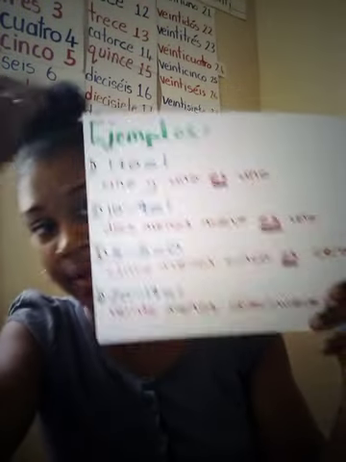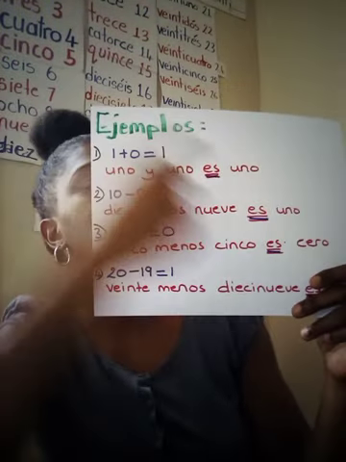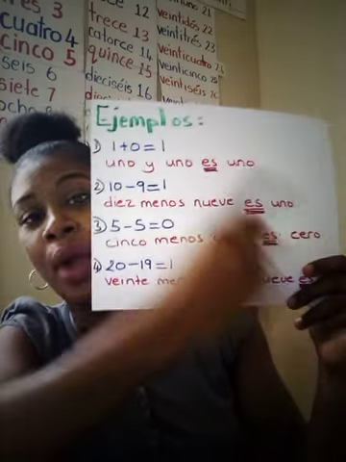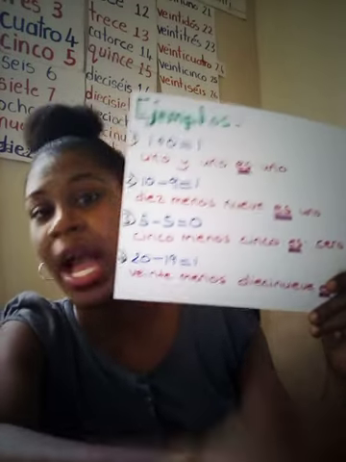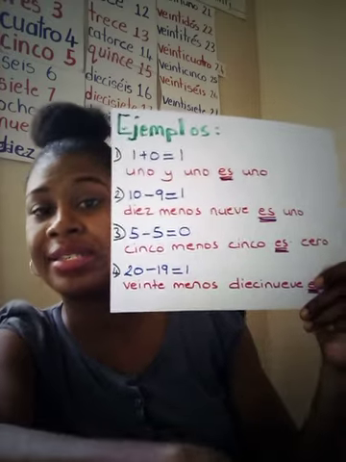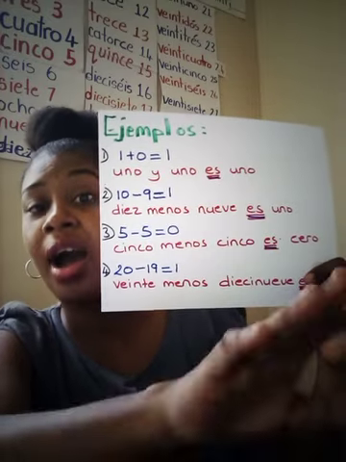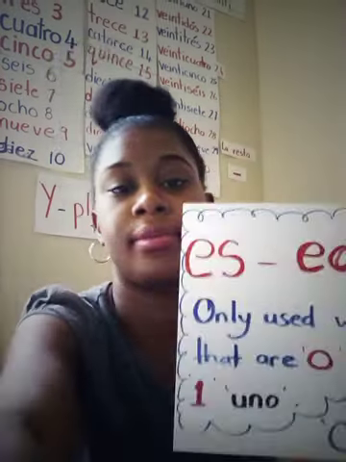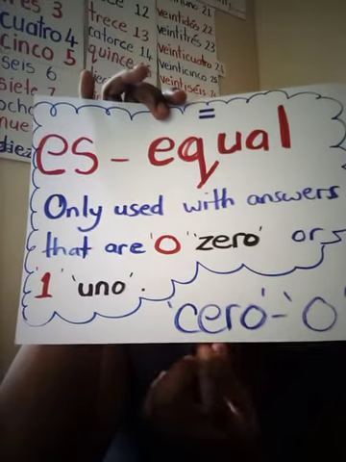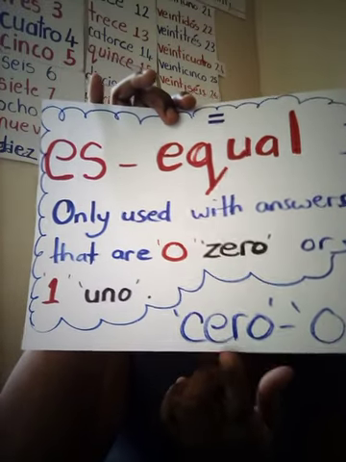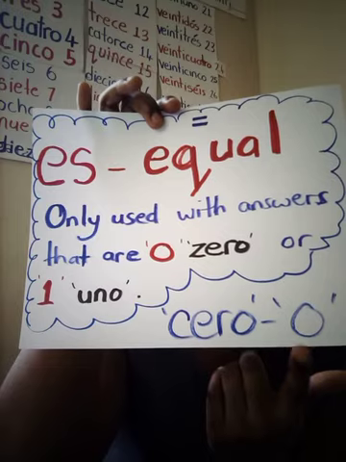Now, ejemplos para hoy, or examples for today. These are for answers that are 1 and less than 1, meaning 1 or 0. And remember I said the Spanish word for 0 is cero, C-E-R-O. Let me write it for you. Okay, so the word cero, C-E-R-O, means 0 in Spanish.